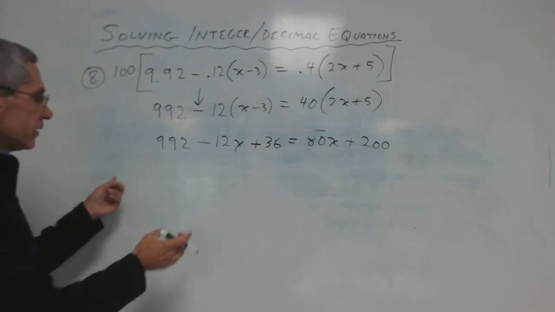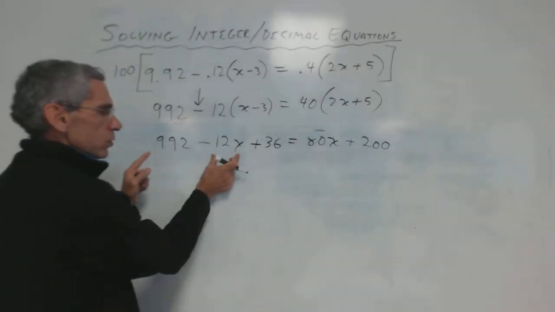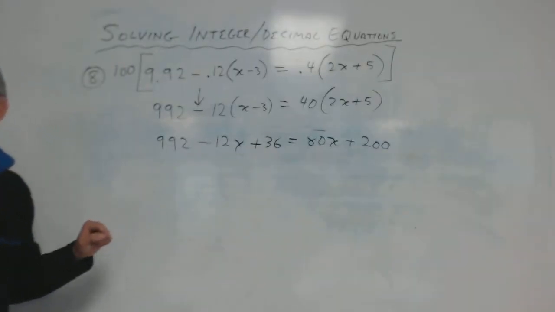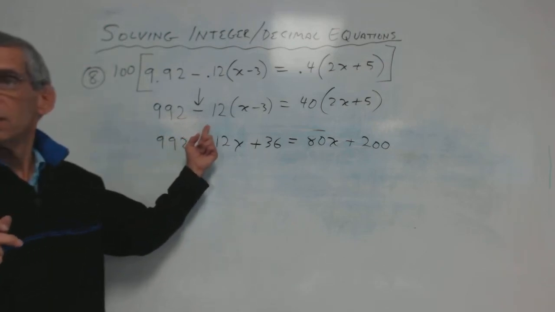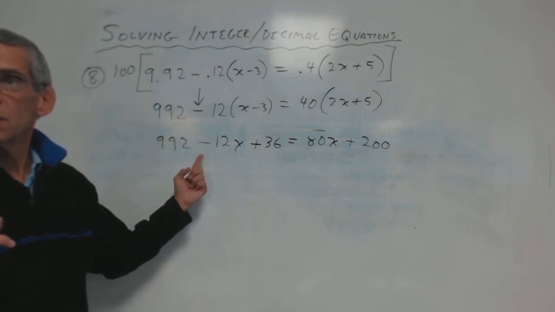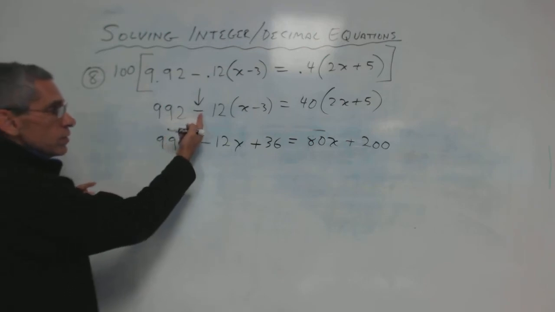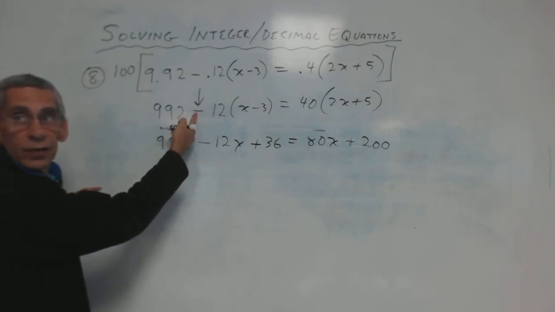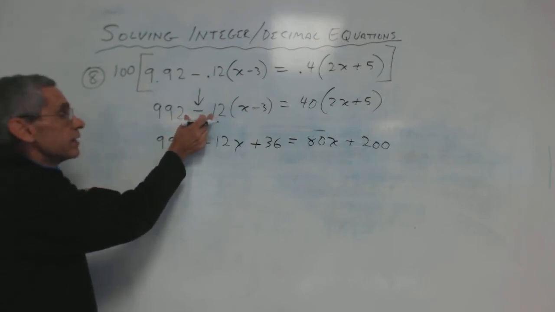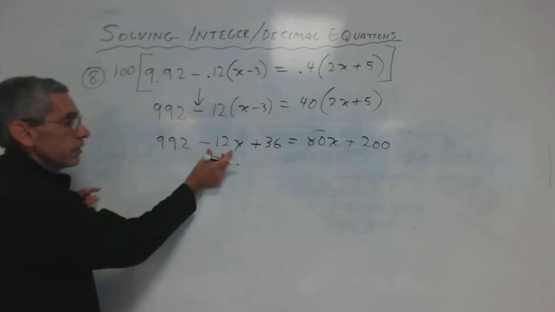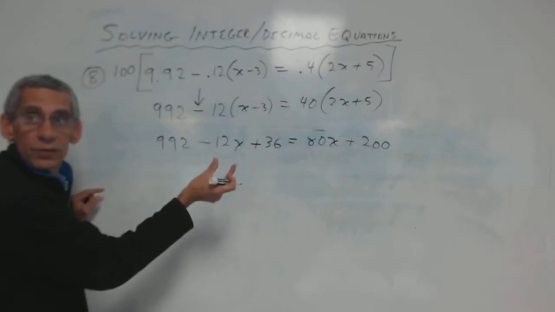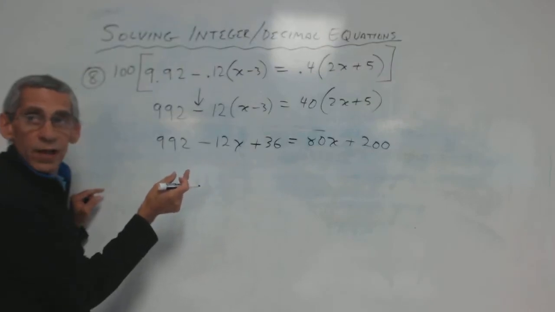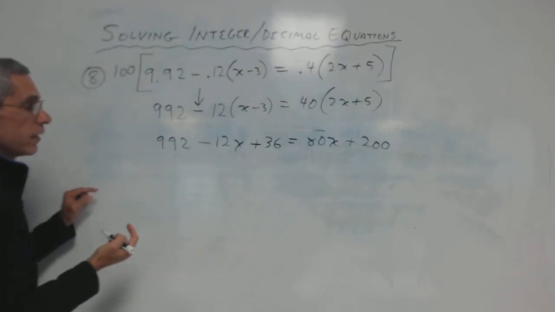Yes. So now I see, oh wait, I've got my x's on 2 sides. That's the first thing I'm going to deal with. When you do the distributive, how do you do the first one? Good question. Notice the 12 has a minus sign in front of it. So think of it as negative 12 times x, which is negative 12x. Negative 12 times negative 3 is positive 36. Do you see? That's a common mistake. I'm glad you asked that.